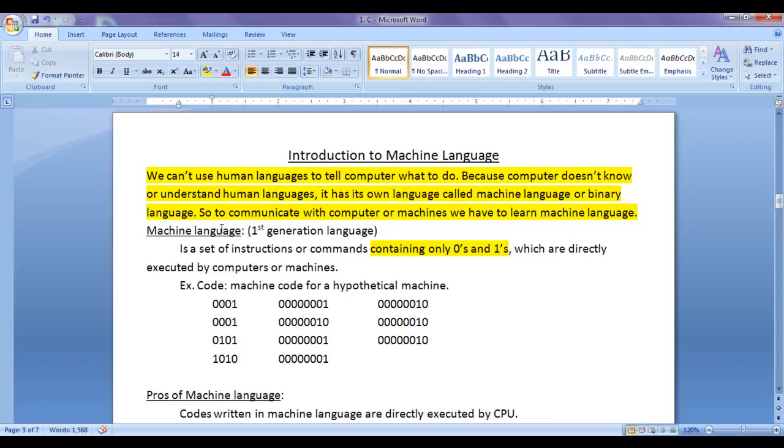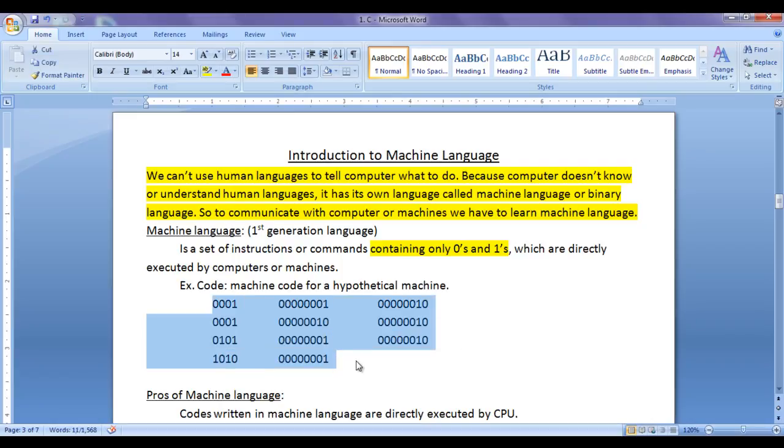What is a machine language? Machine language is a set of instructions or commands containing only zeros and ones. Machine instructions are directly executed by computers or machines because they can understand machine language easily. Here we have a simple code written in a machine language for a hypothetical machine, or an example machine, that we are going to take soon.